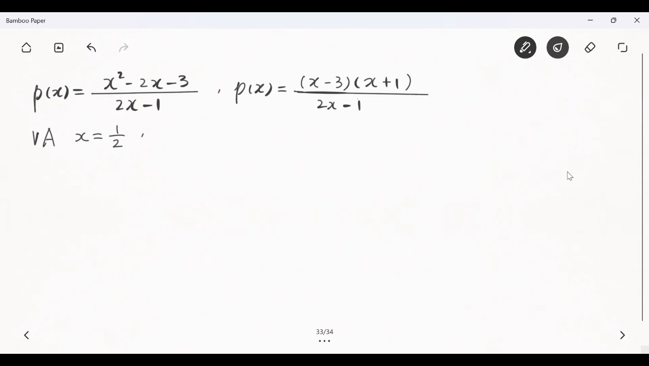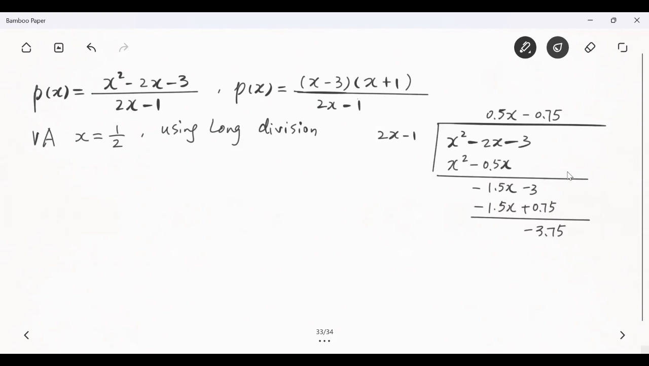Then we can use long division, and we write down the quotient form for P(x). We get the quotient here: 0.5x minus 0.75, and minus 3.75 over (2x minus 1). Then we know the OA.